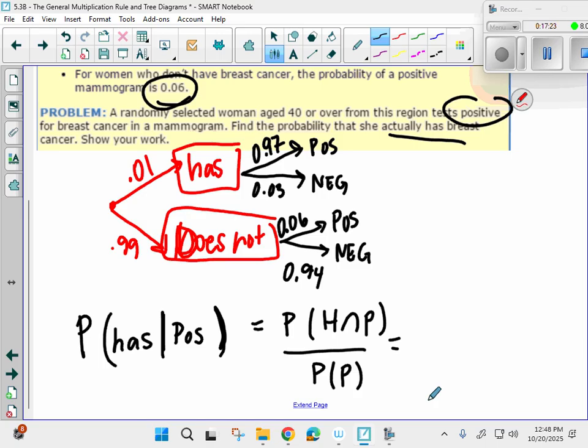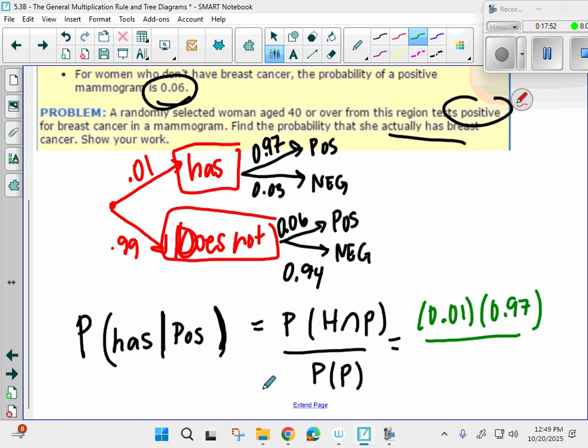What goes in the top? What am I going to multiply? Yeah, I'm going to multiply 0.01 times 0.97. So that's the chance she has it and tests positive. In the denominator, be careful because there was no part B to just fill in, right? This is all the pathways to positive. There are 2 ways to test positive.